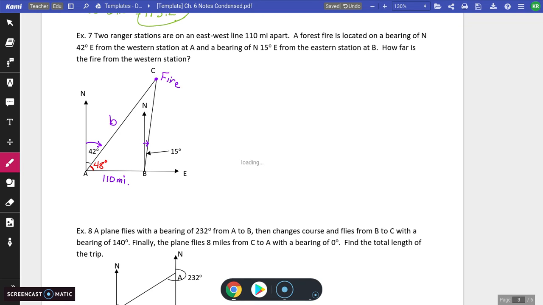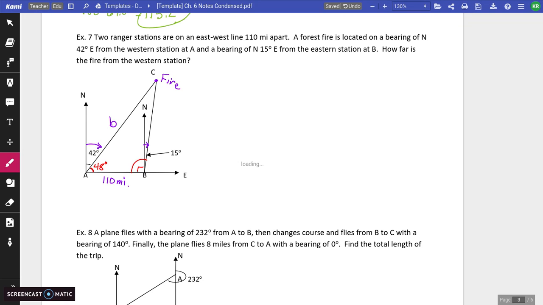Trying to see what's going to be helpful. Here you have 90 degrees, but then it's 15 degrees farther east from that north. So that means this whole angle at B is 105 degrees, which you can then subtract to find angle C to be 27 degrees. Does this information help us?